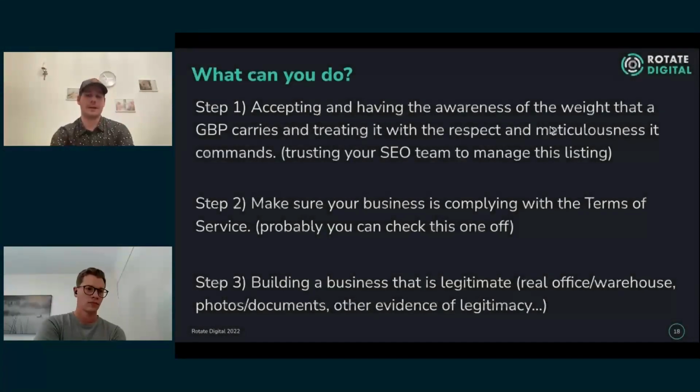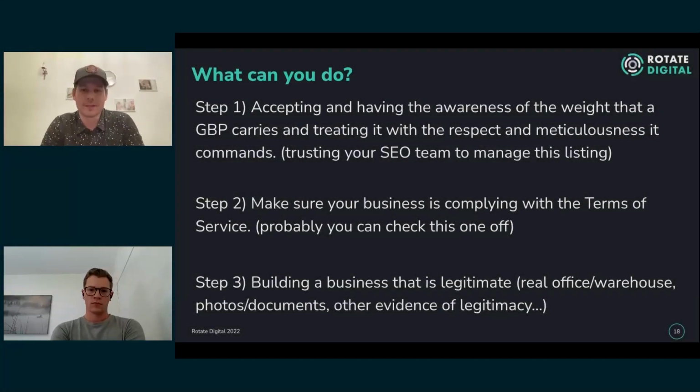Yeah, so that's what we can do, and this is the fun part. These are some of the things that you can be doing. These are kind of the first 3 questions that you want to ask yourself. Basically, you want to accept and be aware of what your Google Business Profile is, the benefits of having it, and the risks that you're playing with when you're operating on Google's terms, right?